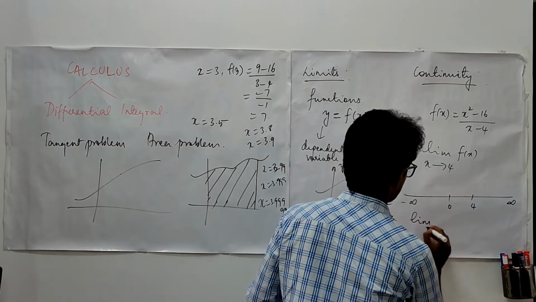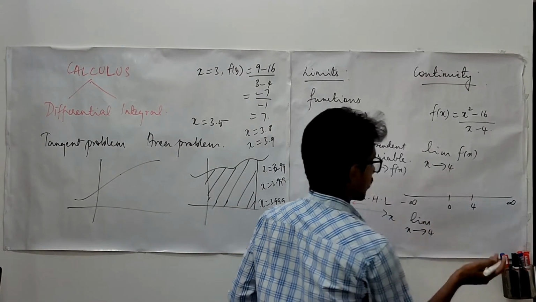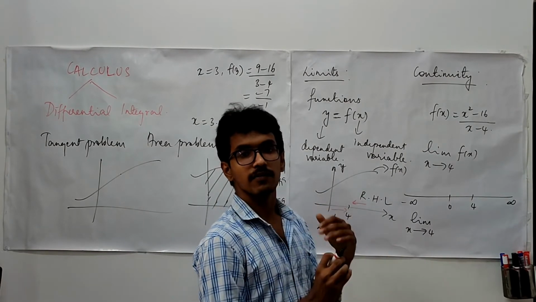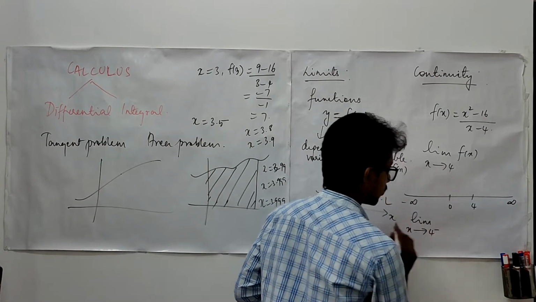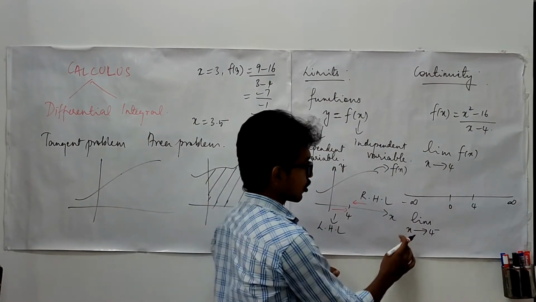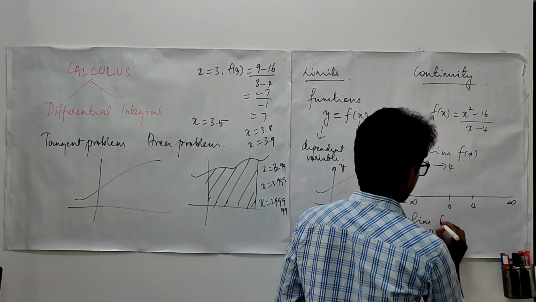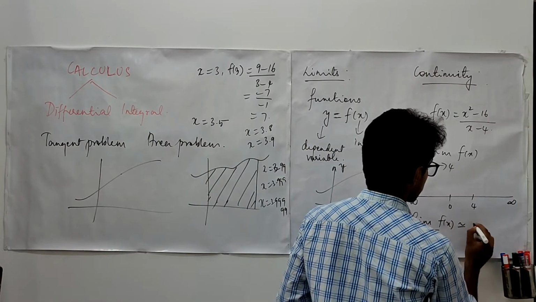When my limit x is from the left, in the sense it is some value which is less than 4, we denote it by 4 minus. So limit x approaches 4 minus f of x is approximately 8.